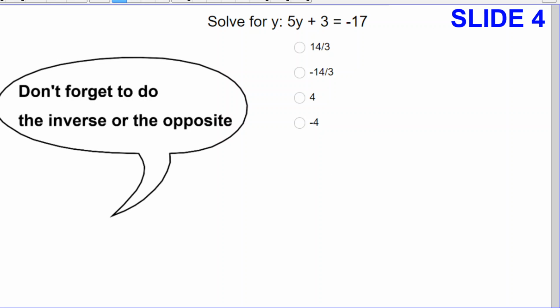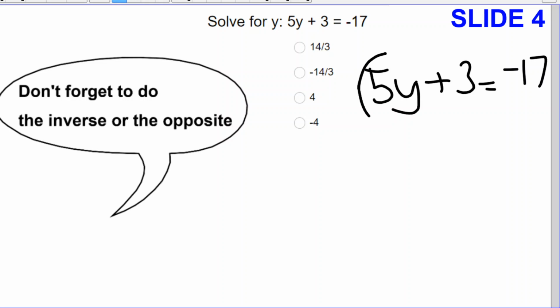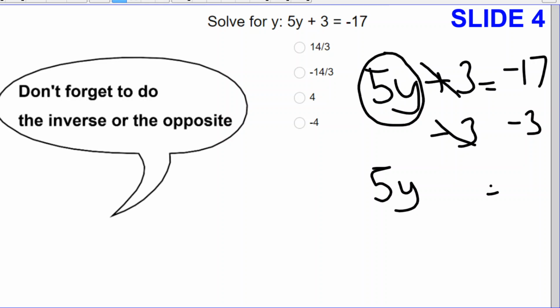Alright, next question, solve for y. I did put that message here. Sometimes I put little clues to remind yourself of things while you're doing questions, so don't forget to do the inverse or the opposite while you're trying to solve these questions. So 5y plus 3 equals negative 17. I'm looking for my variable. It says add 3. So to move it to the other side of the equation, that's the opposite or the inverse that I'm going to do.